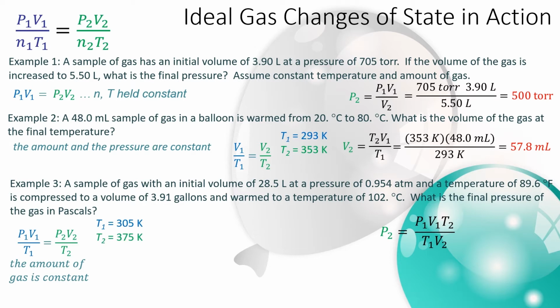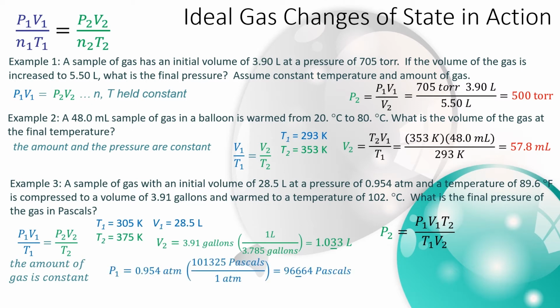For volumes, we need to decide on one unit, either liters or gallons. Let's go with liters and convert our second volume from gallons to liters. We want the pressure in pascals, so we will convert our original pressure to pascals. Again, remember not to round off too early. We do that at the end.